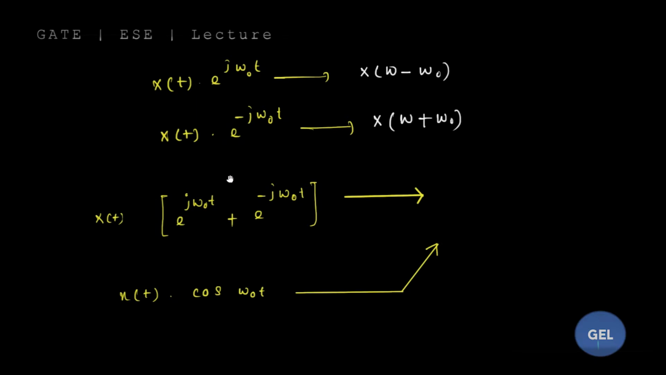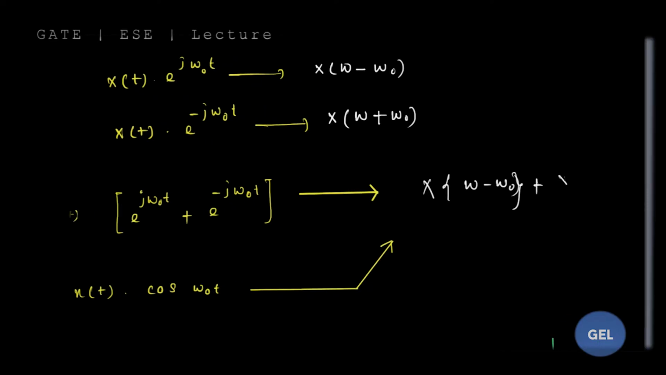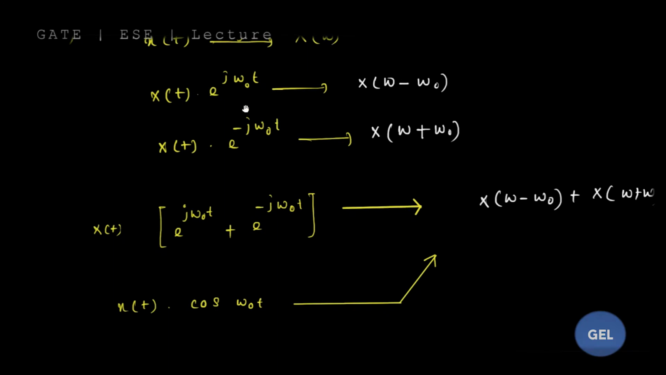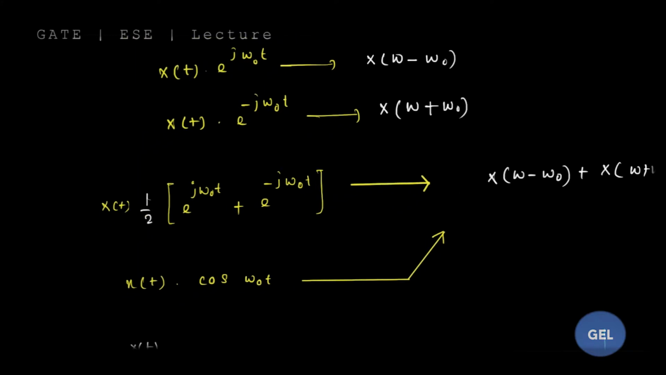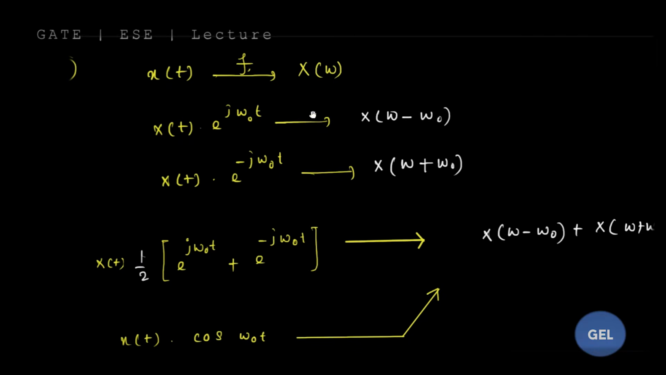If you add both these terms normally, you will be getting X of omega minus omega naught plus X of omega plus omega naught. What I did is a simple addition of these two equations. The important part is, these things are actually Fourier transforms. All of these are Fourier transforms.